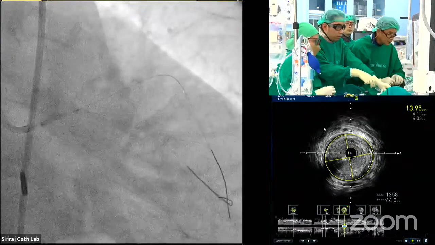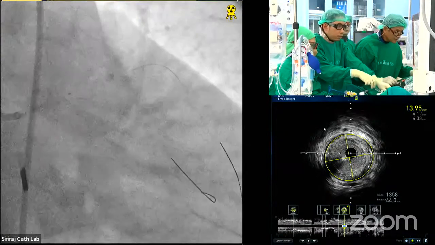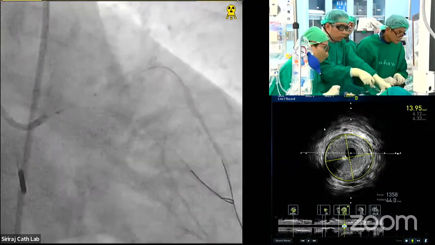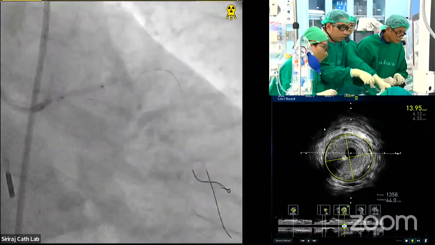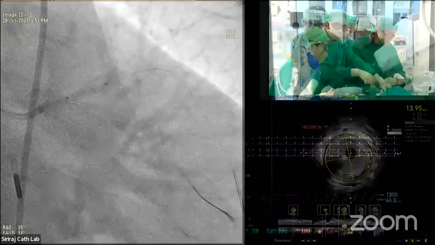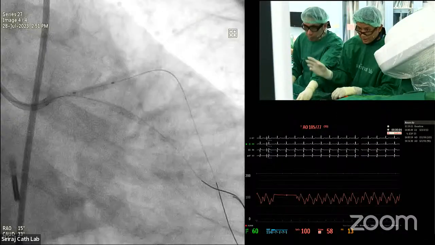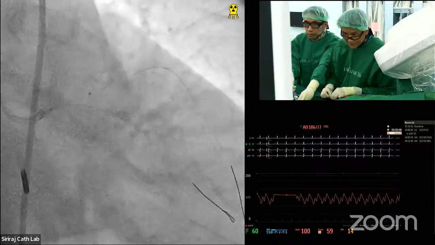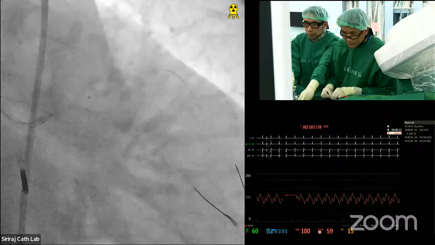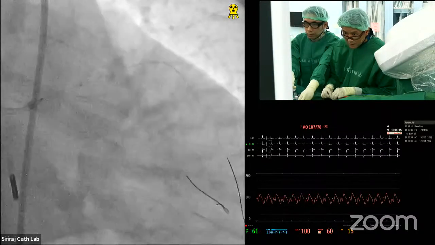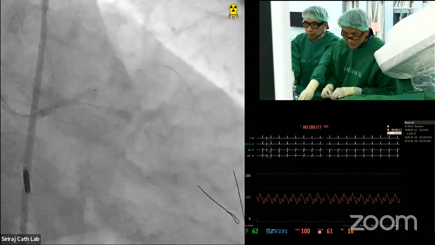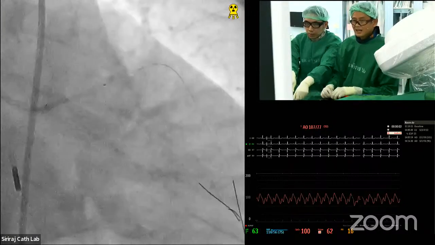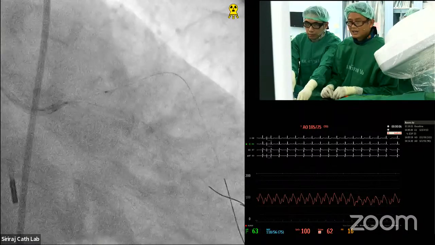It looks like a watermelon seed effect, the balloon slips a little bit. Let's see. You can see the watermelon effect, just slipping in and slipping out. Maybe that calcium is tougher than we thought. We're going to go slow. This is a non-compliant balloon, an NC balloon. Yes, it looks like severe calcium.